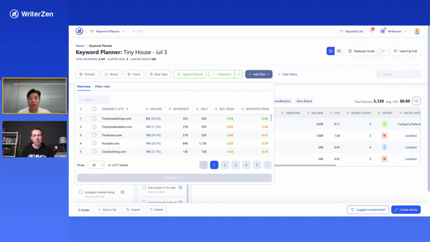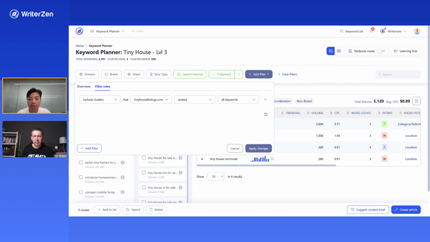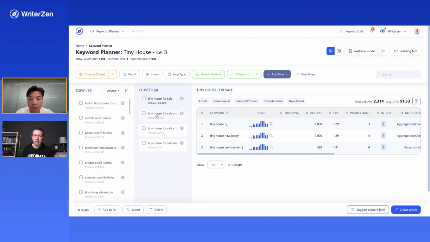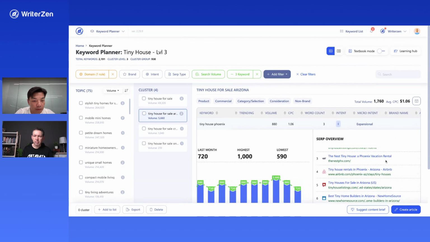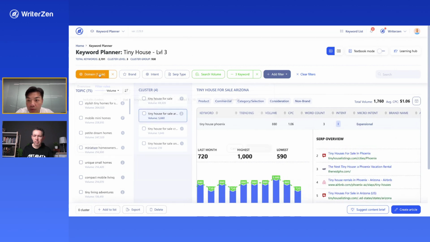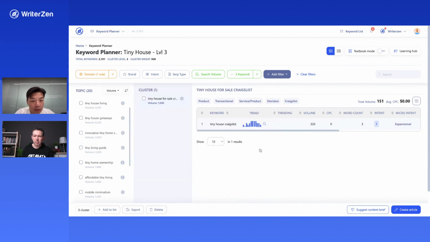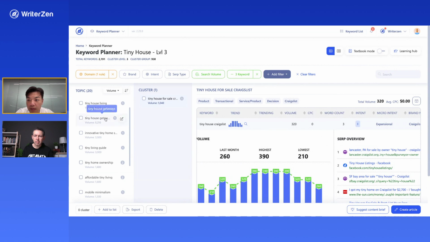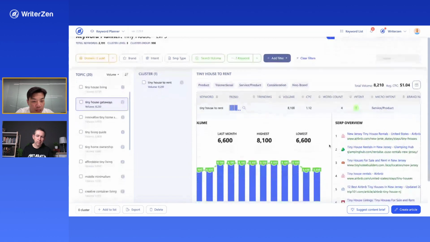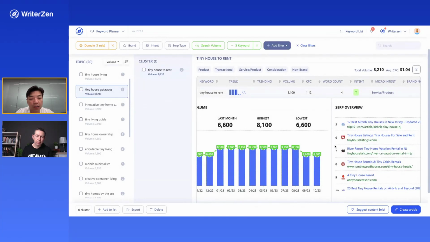And then there's the other kind, where they are not so good yet, not too optimized. So, for example, if I click on here, I want to see all the keywords, including all the clusters, or including all the keywords, depending on how you build your content plan, that the tiny house listing ranks in the range of 5 to 10, right? Any keyword, even apply change, and right away you'll be able to see, for example, this one. Oh, sorry, this one is all keyword, right?